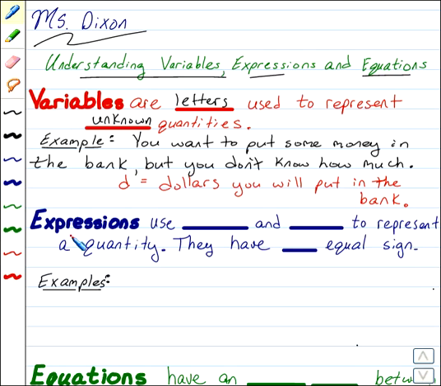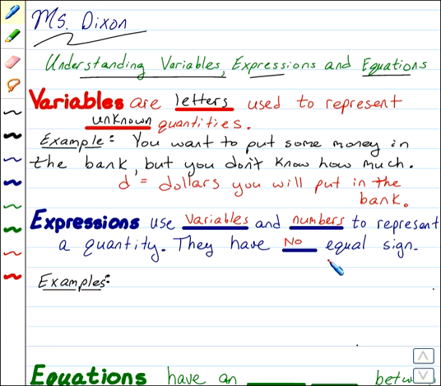An expression, we're going to use the variable, or we can use some numbers. And the expression is going to give me more information to represent another quantity. They have no equal signs. There's not an equal sign in an expression. If there's an equal sign, it's not an expression.